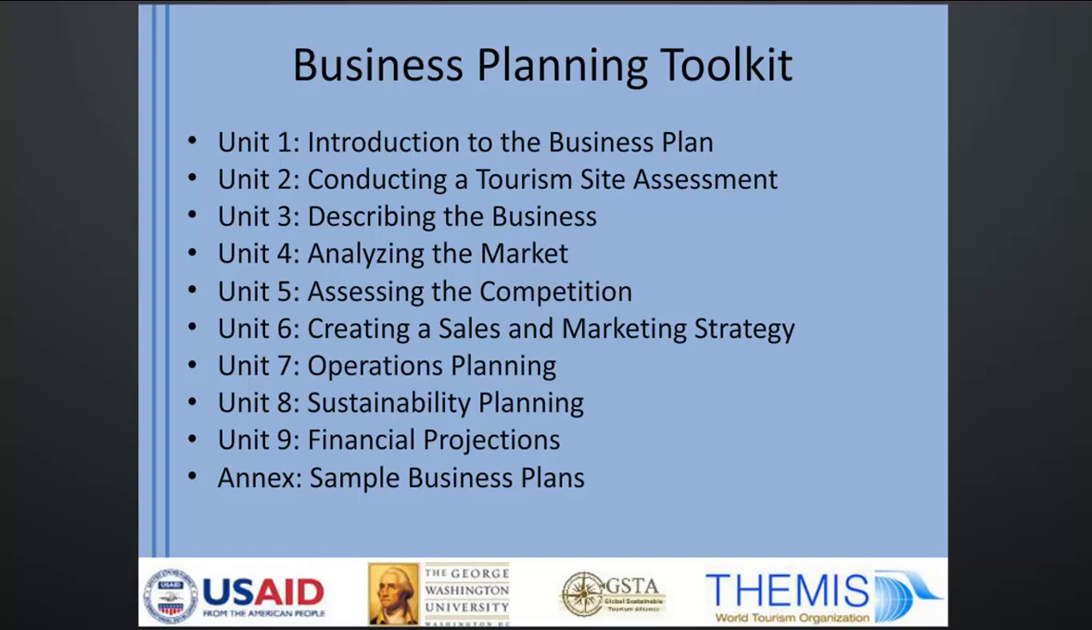Unit 7 gets into some of the operational aspects of a business plan and of a small enterprise, everything from staffing plans and training plans to risk assessment to legal considerations and financial management.